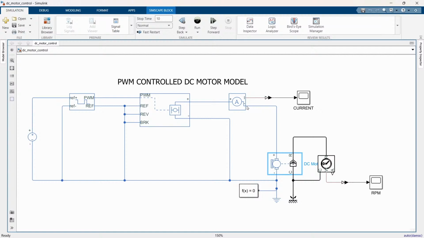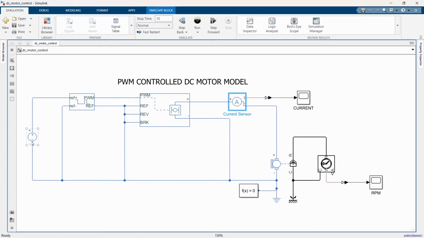So next we have a current sensor. By using this current sensor block, we can measure the current flow through the motor. It converts this current into a measurable physical signal, which allows us to monitor how much electricity the motor is using. This information is very crucial for understanding the motor's performance and efficiency.